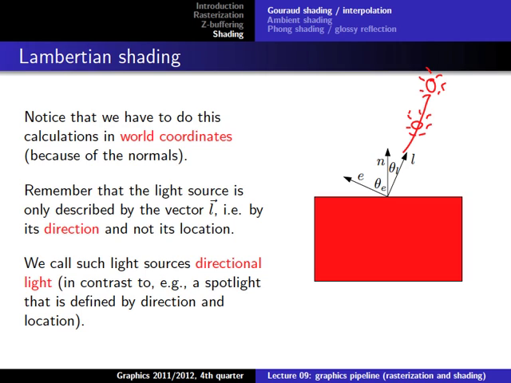So start again. It only depends on the direction, which is why it's called a directional light, in contrast to a spotlight that you're supposed to implement as part of the third programming assignment, where of course the location is also important, because if you have a spotlight from the right or from the left, that can produce a different result.